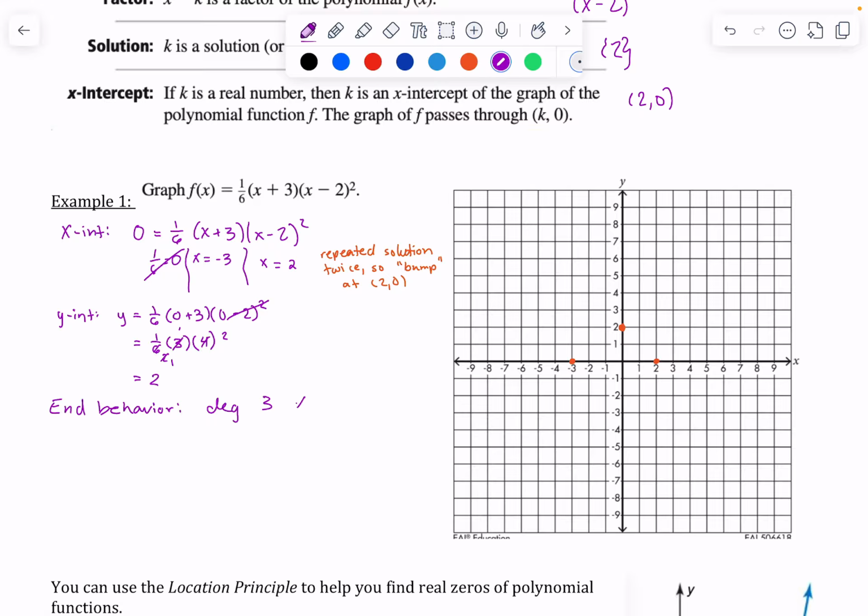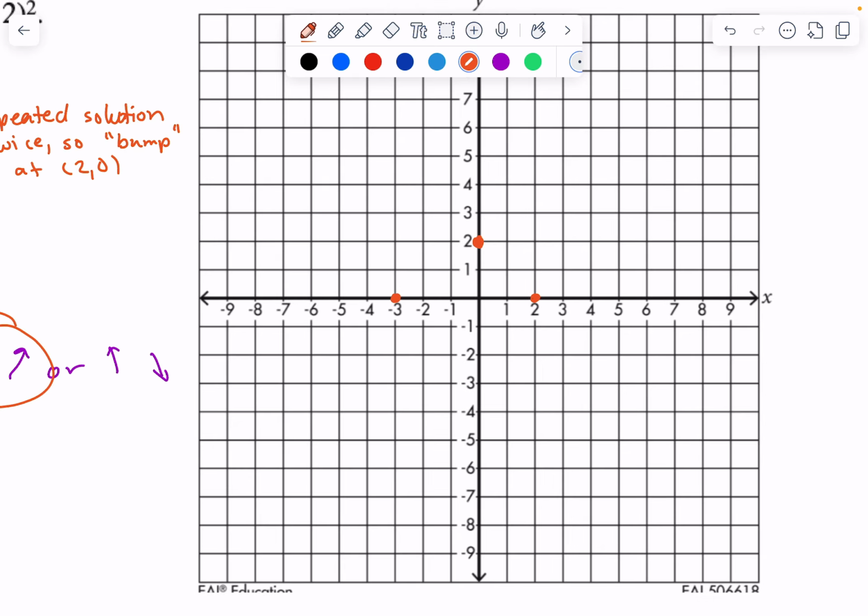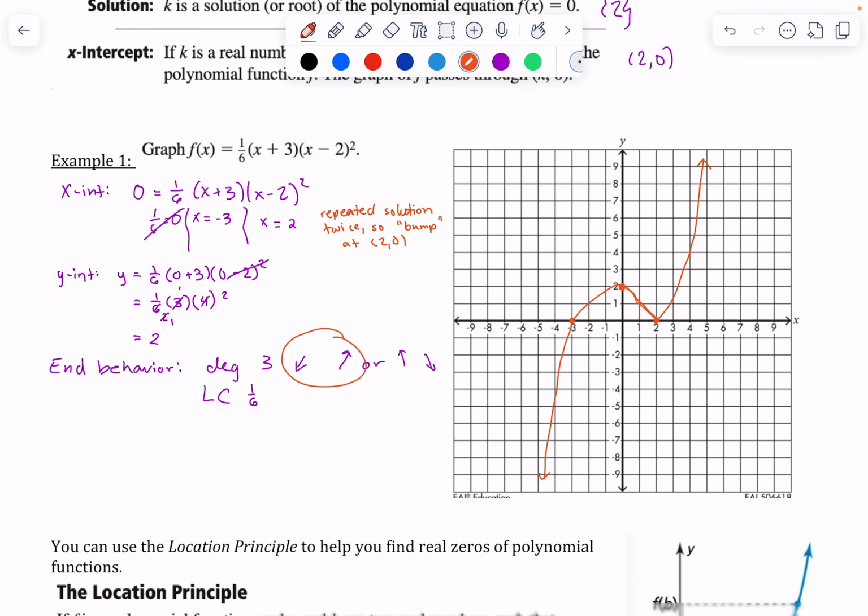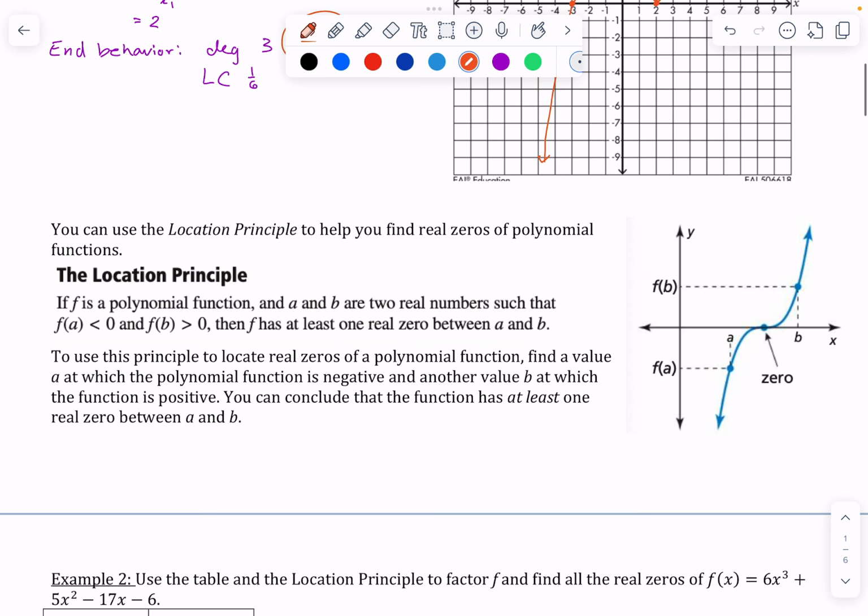If the degree is 3, I have either this picture or this picture. The leading coefficient in this case is a positive 1/6, so I know that this is how my graph will look. Now it's just a matter of connecting the points based on that last piece of information. And remember, we are bumping at 2, so we're going to come down, and then we're going to go back up. So that is the graph of f of x. It's not a perfect graph, but it's just meant to be a rough sketch. Okay, moving on.